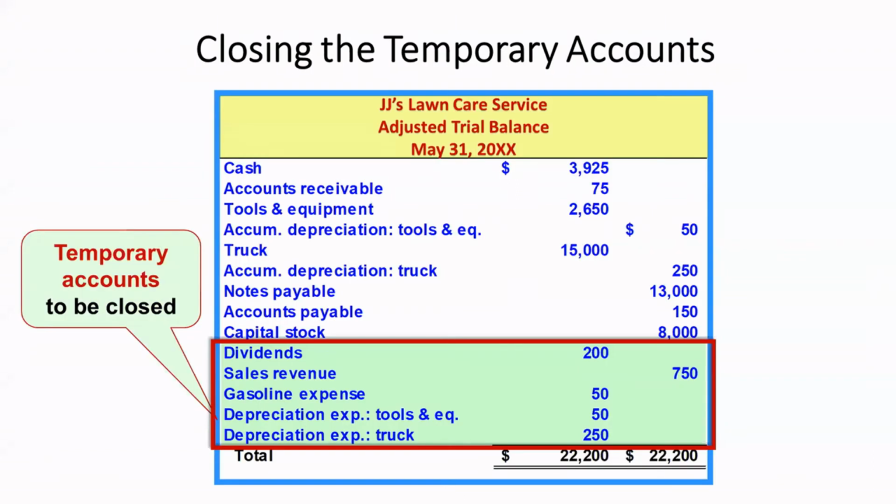All of the accounts that must be closed for J&J's Lawn Care Service are highlighted on the adjusted trial balance shown here: dividends, sales revenue, and the three expense accounts. When the closing process is complete, the retained earnings account will have the proper balance. Notice that there is no retained earnings balance because the company was started in May.